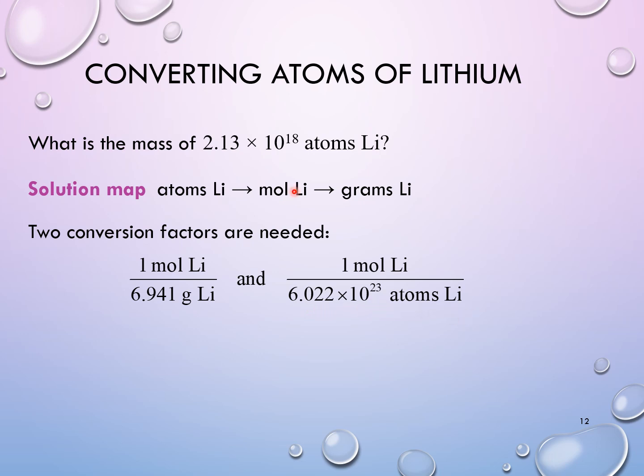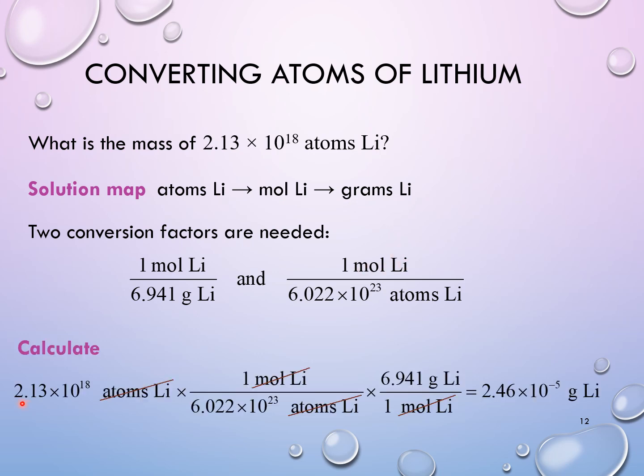So we start with atoms, okay? We'll convert the atoms, cancel out the atoms to get moles. And then from moles, we'll cancel out the moles to turn it to grams. So this is a little bit different from earlier. We start off with atoms, so 2.13 times 10 to the power 18 atoms. We put the atoms on the bottom to get to moles. 1 mole lithium, 6.022 times 10 to the power 23 on the bottom.